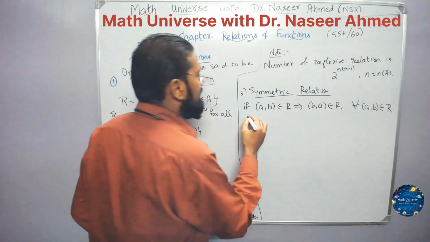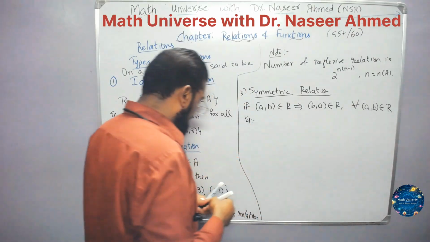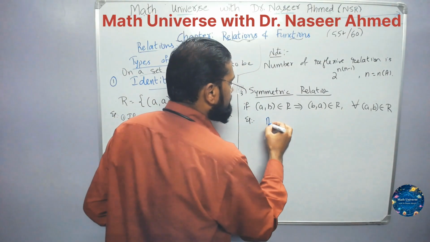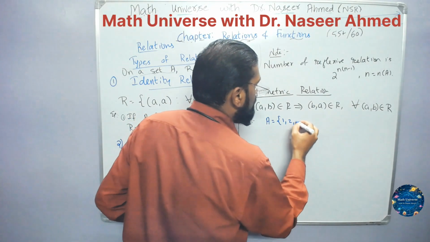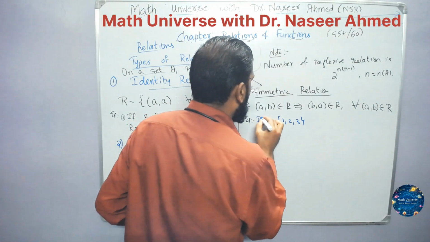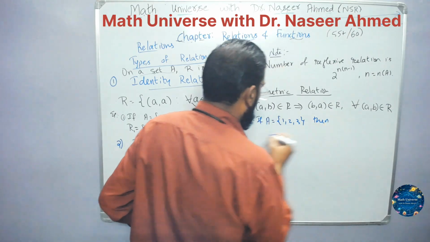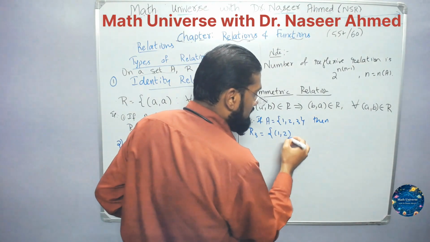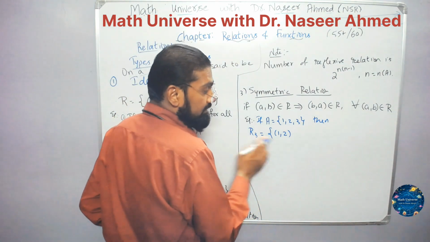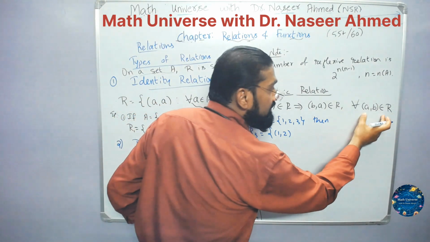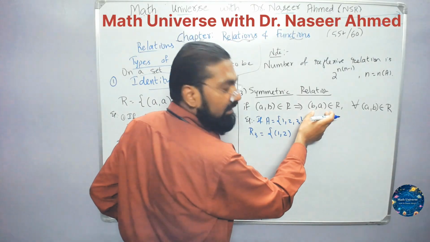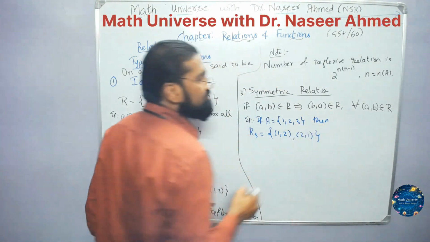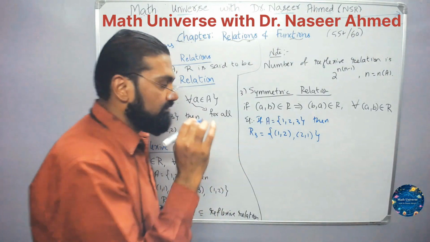For example, see carefully. I'll take the same set 1, 2, 3 here. If A is this, then the relation R3, let us write it here. 1 comma 2. Since R3 contains 1 comma 2, if this is present, then I expect the ulta of that. So the ulta of 1 comma 2 is 2 comma 1. Therefore, it is what? Symmetric relation.